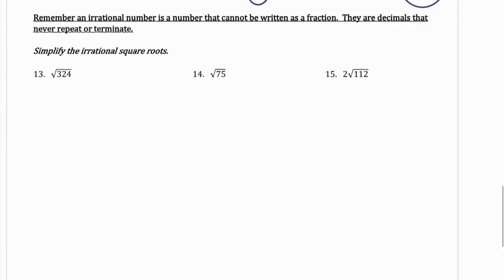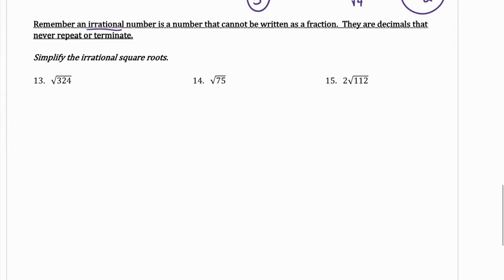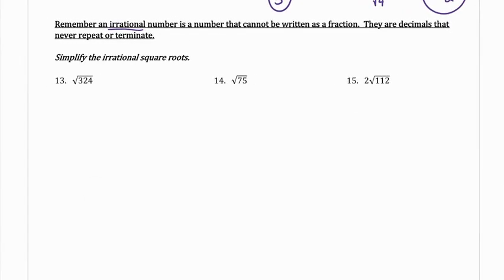Now we're going to look at some irrational square roots. Irrational means that I'm not going to get it all the way out of the radical. There is going to be a part left over that I can't write as a fraction. It has to be a decimal or a repeating decimal. So if I put these in my calculator, I'm not going to get an integer or a fraction. I'm going to end up with a non-repeating, non-ending decimal. That's what makes it irrational.